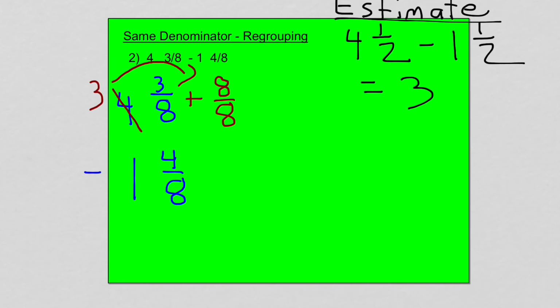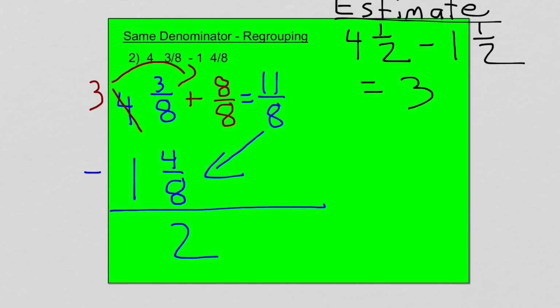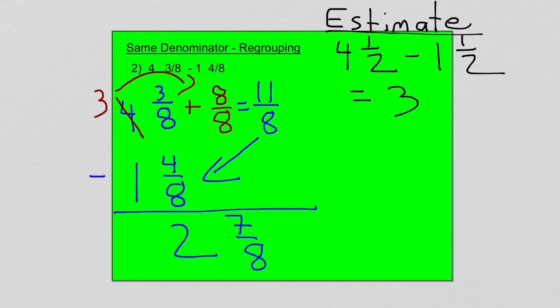Now I can add up 3 over 8 and 8 over 8, and that equals 11 over 8. Now I can subtract these two fraction parts, and I have a numerator that's larger than the denominator down here. So now I can subtract the parts. 3 take away 1 is 2. And 11 over 8 subtract 4 over 8 is 7 over 8. And that is really close to my estimate of 3. So that's how we borrow and regroup in subtracting of mixed numbers.